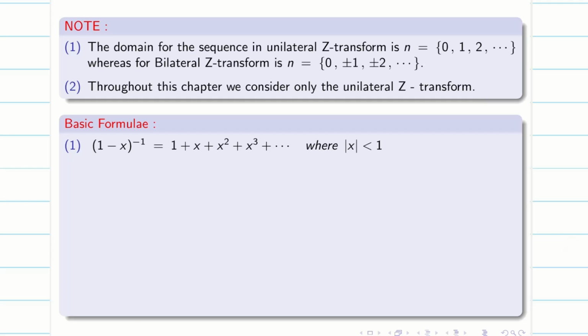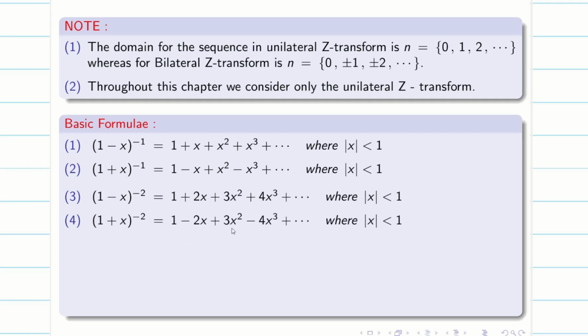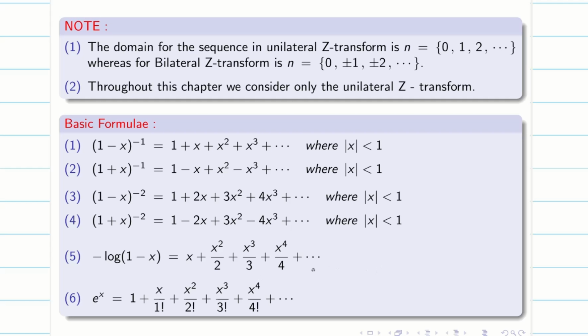These are some basic formulas which you already studied in semester 2, which we are going to use in this chapter. So let us see one by one. We know all these four formulas which we used in our school days. In addition, we have a few more formulas. Minus log 1 minus x is x plus x square by 2 plus x cube by 3 plus x power 4 by 4, etc. E power x, it is very obvious, it is known to you. So using these formulas, we are going to find some basic properties, some calculations. So let us go into the problems.